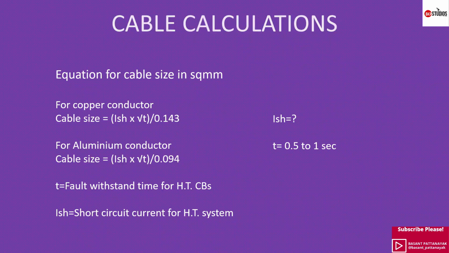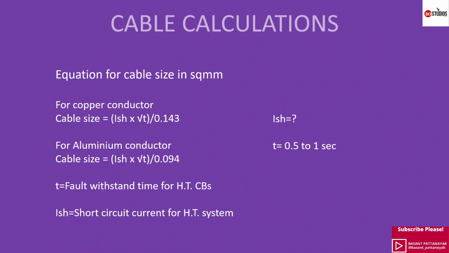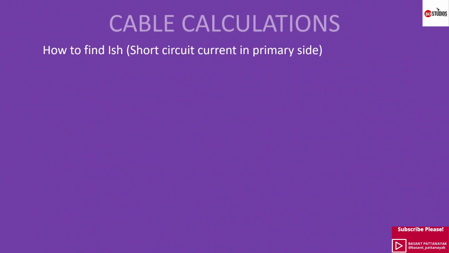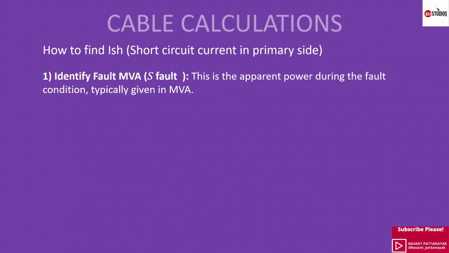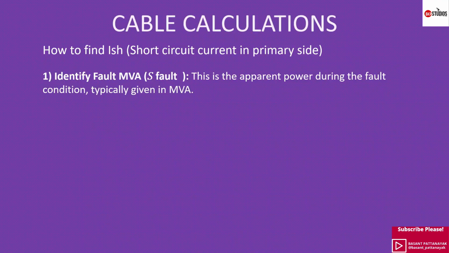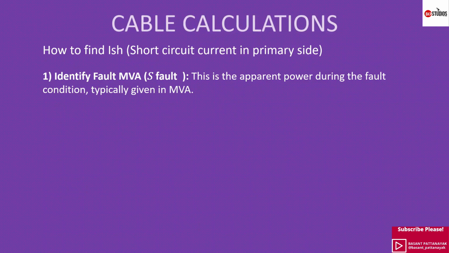0.094 is the cable factor for aluminum. So only one element is missing: ISH, the short circuit current. How to find ISH for an HT system? Step 1 is to identify the fault MVA. What is fault MVA? This is the apparent power during the fault condition, typically given in MVA.